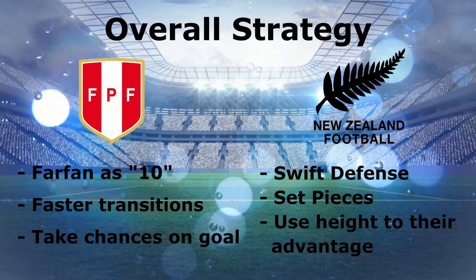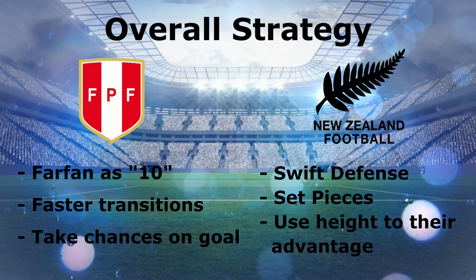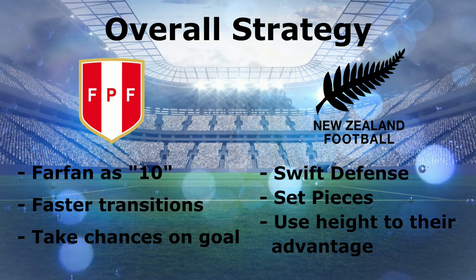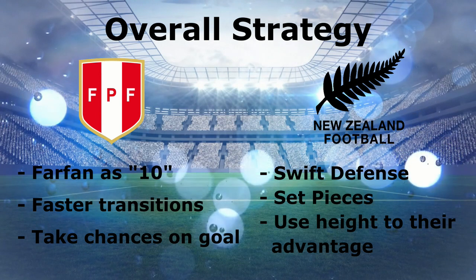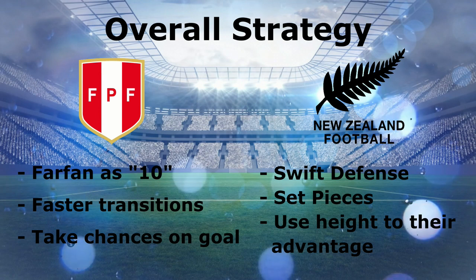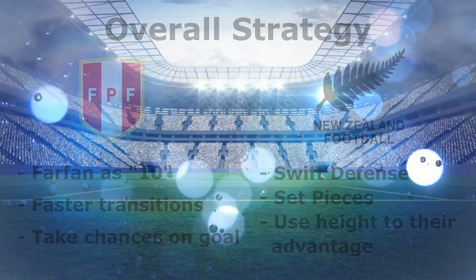All right, the overall strategy that happened, something that I really liked that Peru did was drop Farfan to the number 10 position, a free-floating number 10 if you may. They had faster transitions through the middle, sometimes even just crossing it from one side to the other. They took more chances on goal. For New Zealand, however, not much changed since the first leg. They did transition faster into defense. They wanted to take more advantage of set pieces and use their height to their advantage.